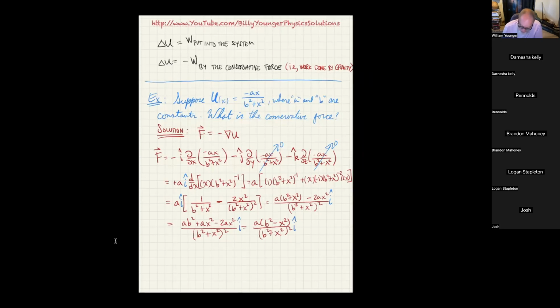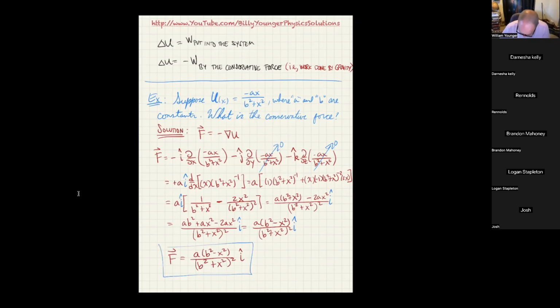And that's actually the force. So we can finally say F for that particular potential is A times b squared minus x squared over b squared plus x squared to the 2 power, all of that in the i hat direction. Any questions on that one? So that's the way we calculate a gradient, for instance.